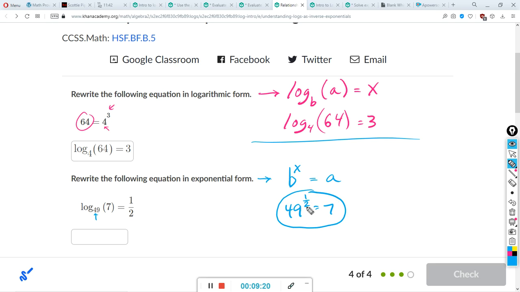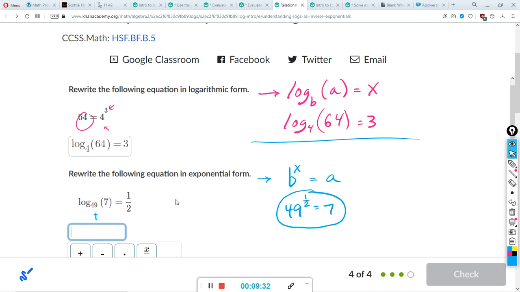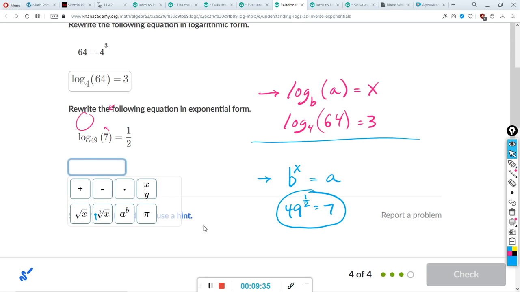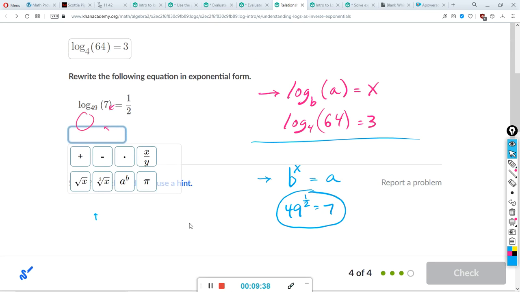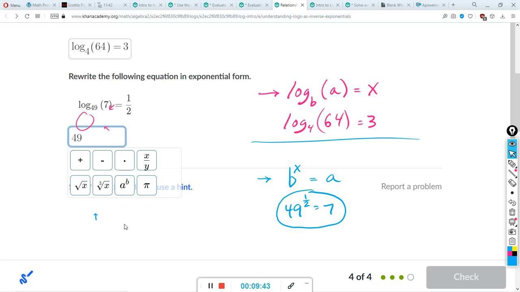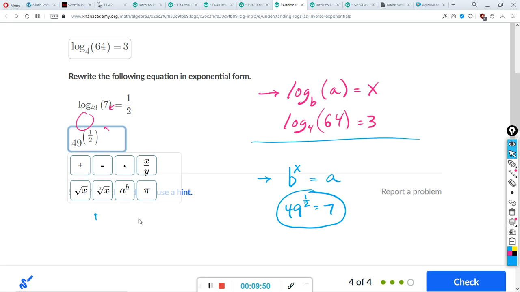That makes sense because an exponent of 1/2 is the square root, and we know the square root of 49 is 7. So just go to the box and type in 49, hit the exponent button right here, and I'm going to have to use parentheses for the exponent, 1/2. Then click outside of the parentheses, and that's going to equal 7. Now we've answered both questions.